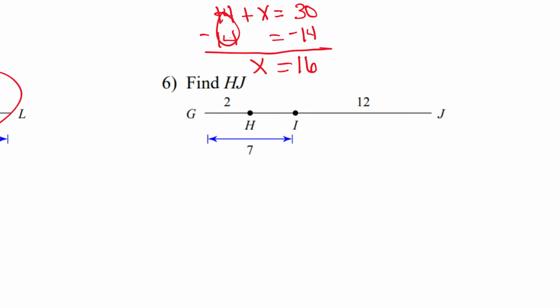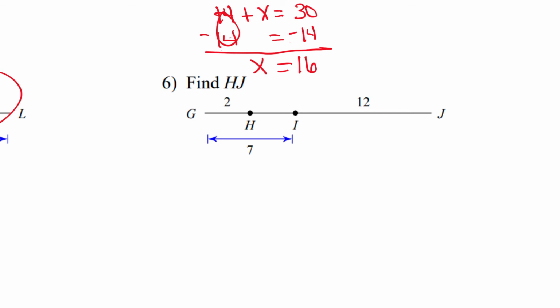All right, number 6. So really, what's the only unknown thing here? It's HI. So let's just write our statement here, forgetting about IJ, because we'll get that in just a second.